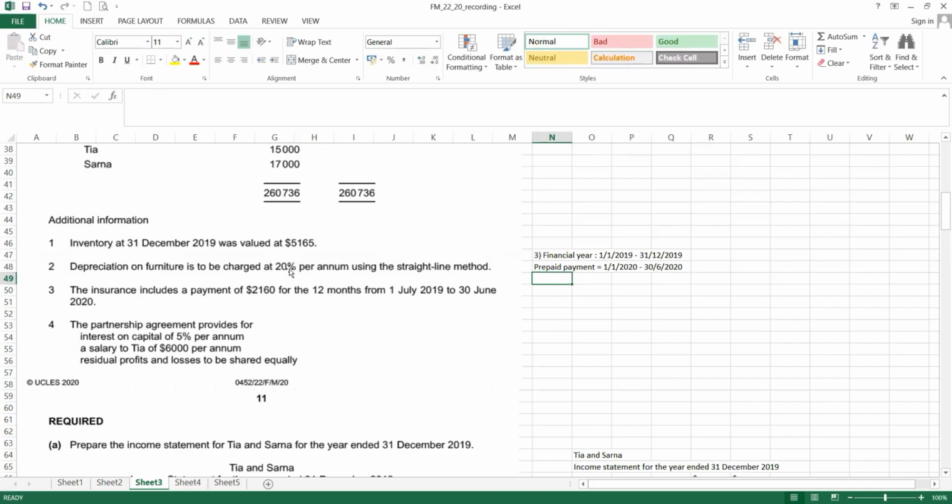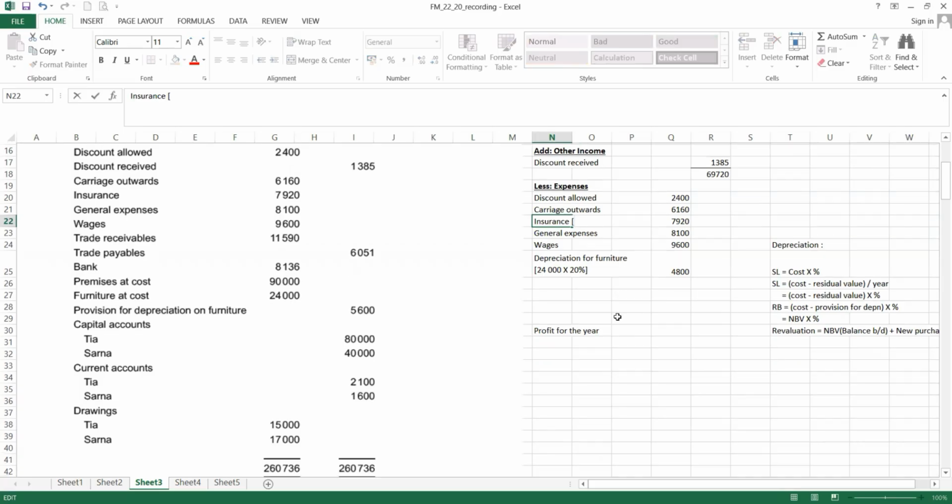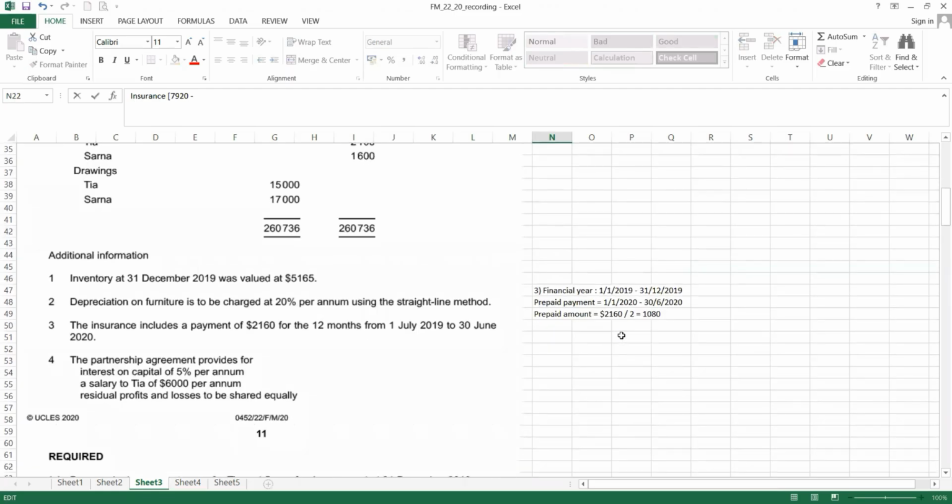So what happened is this amount we have to take. The prepaid amount will be 2160 divided by 2, because 1st January to 30th June is 6 months, so divide by 2. That is 1080. This is the prepaid amount. So what are we going to do with the prepaid amount? In your insurance, take notes beside your detail: 7920 minus 1080.